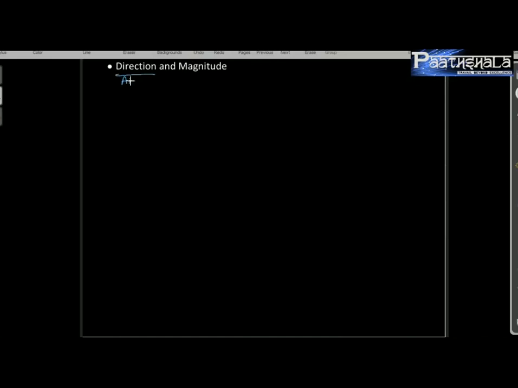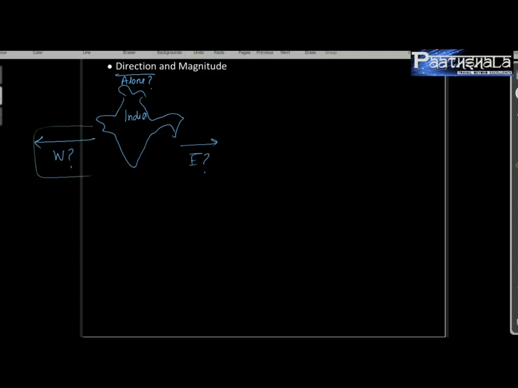Direction alone. What is the meaning of direction alone? We can't specify any quantity by giving direction alone. For instance, if we are living in India, this is our India, we are living in India, and somebody asks us, where is USA? What do we tell them? USA is towards the west or USA is towards the east? Okay, USA happens to be towards the west considering the way in which we usually view the world map. So this would be the correct answer.